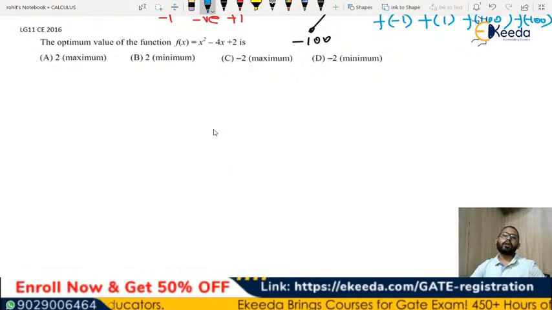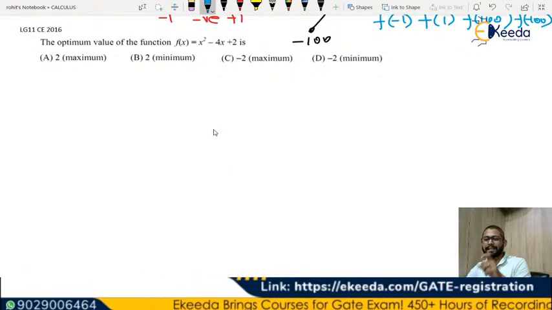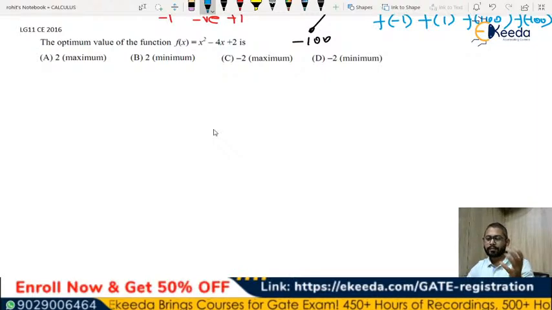The optimum value of this function. Optimum means it can be maximum, it can be minimum.